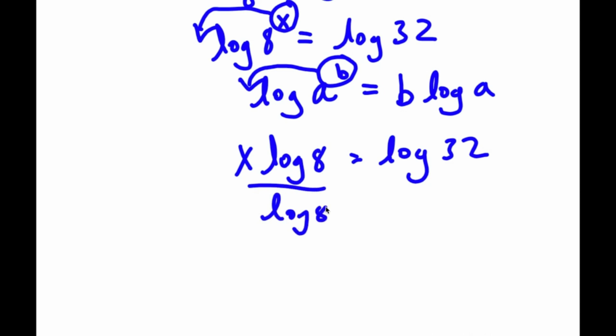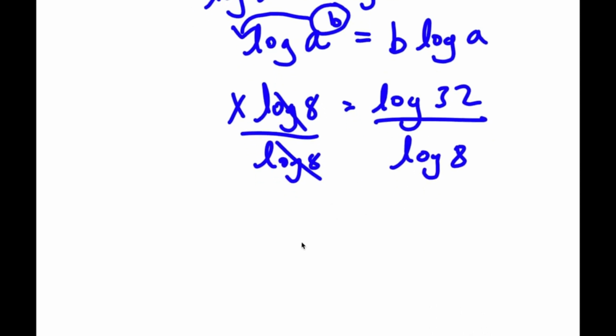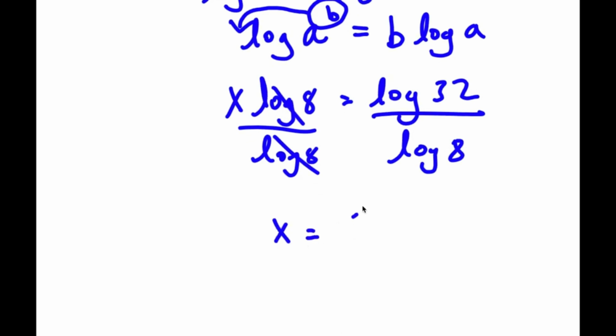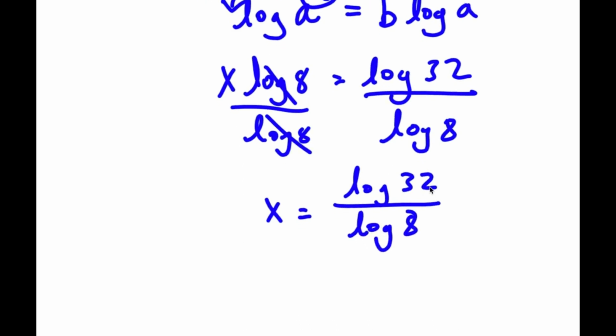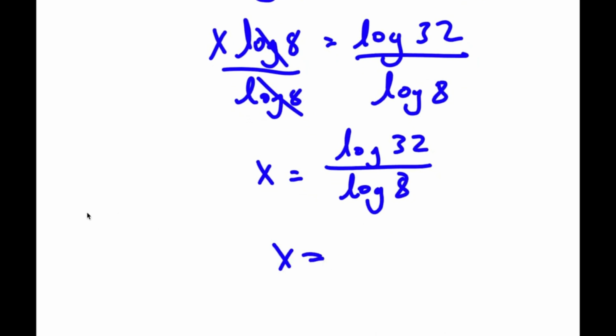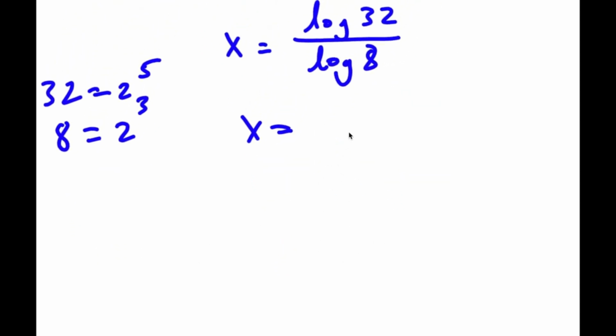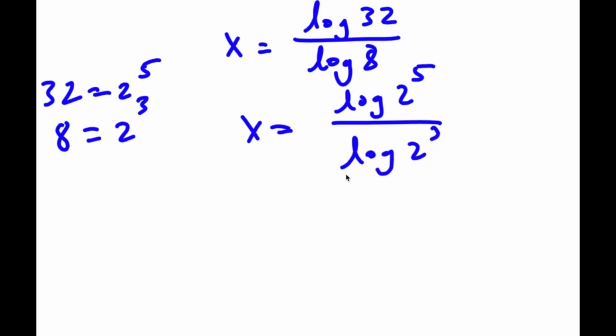Now I can divide log 8 on both sides. These two will cancel out, so I'm left with x is equal to log 32 over log 8. Now 32, that's the same thing as 2 to the power of 5, and 8, this is the same thing as 2 to the power of 3. So now I have log 2 to the power of 5 over log 2 to the power of 3.